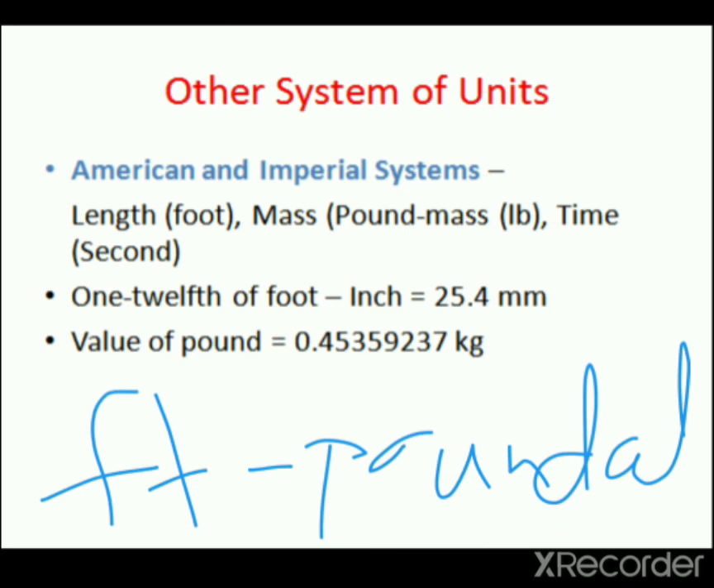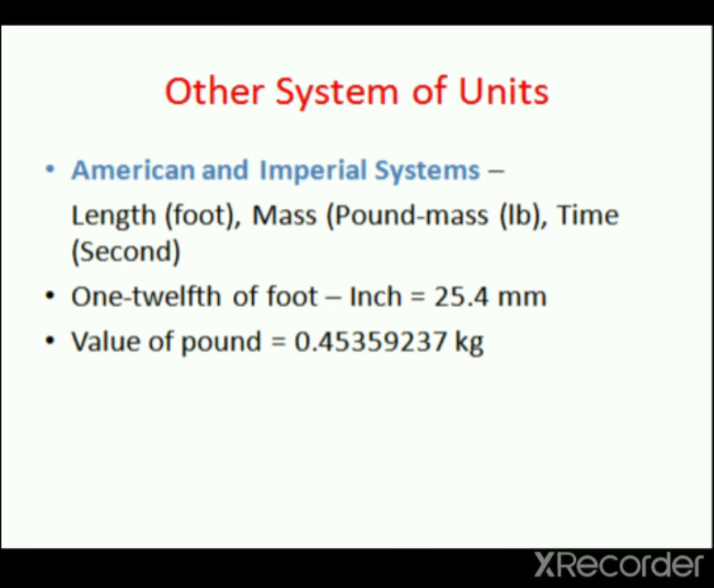Okay, this is all about the dimensions, CGS system, MKS system, practical units, rationalized MKS system, and the other systems of units.